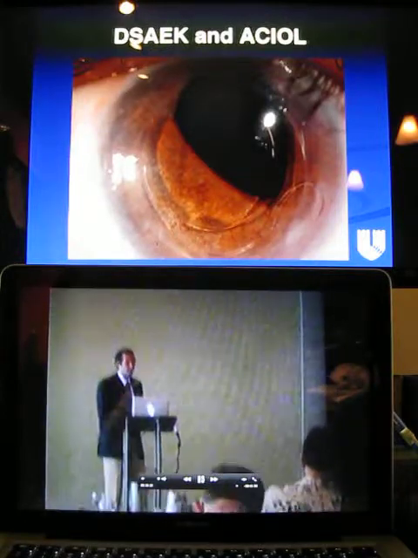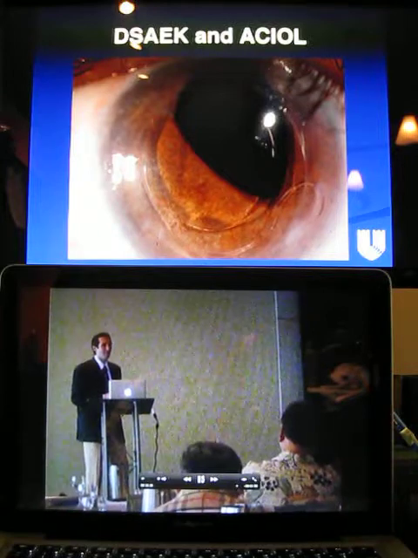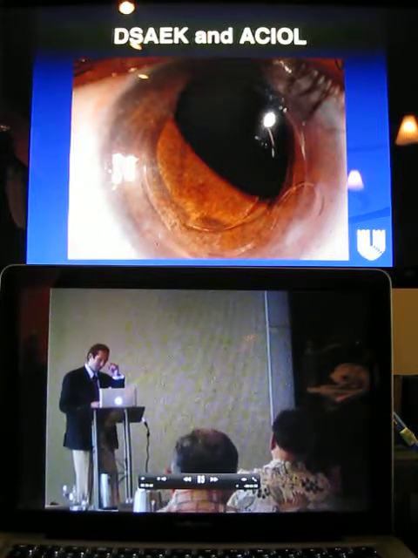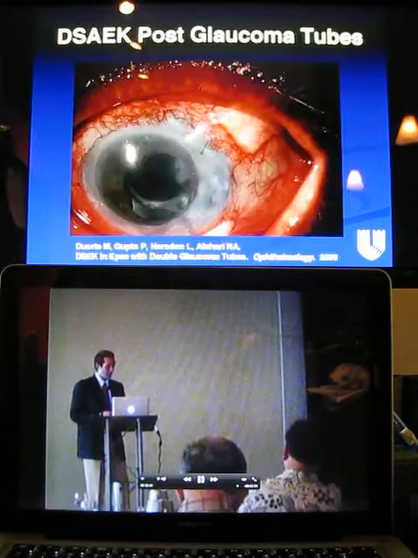Tubes tend to cause the cornea to decompensate very, very regularly, especially when those tubes are long and hit the endothelium when the patient rubs or blinks.